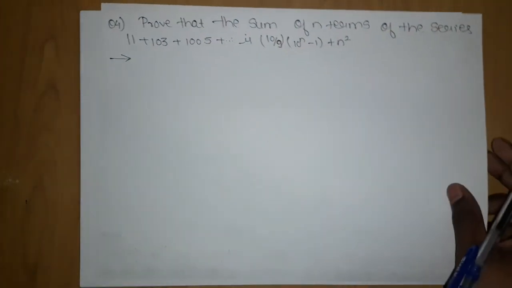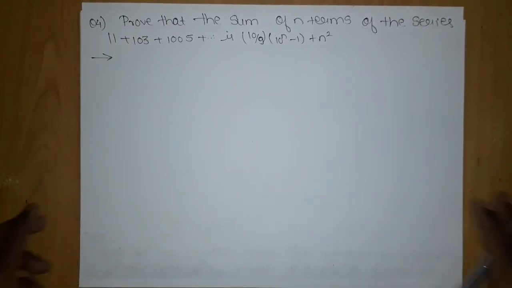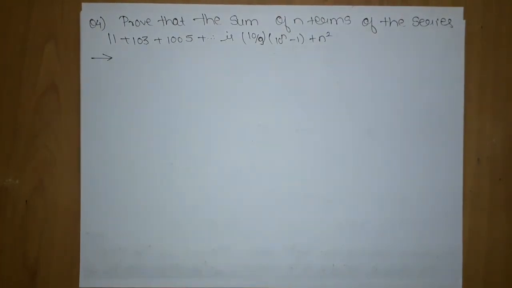The next question is this. Prove that the sum of n terms of the series 11 plus 103 plus 1005 and so on is 10 by 9 into (10 power n minus 1) plus n square. Now this is just a modification of the question which we have just done.